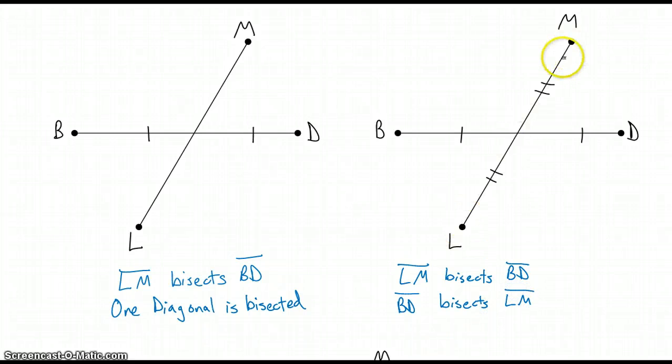And if LM and BD are diagonals of a quadrilateral, we could say that the diagonals bisect each other.